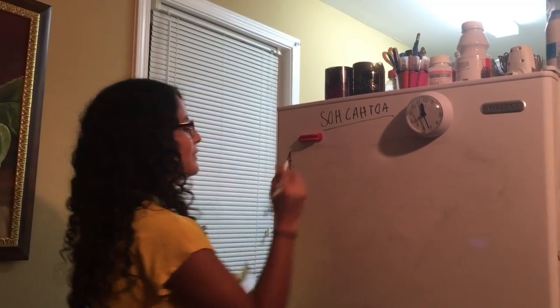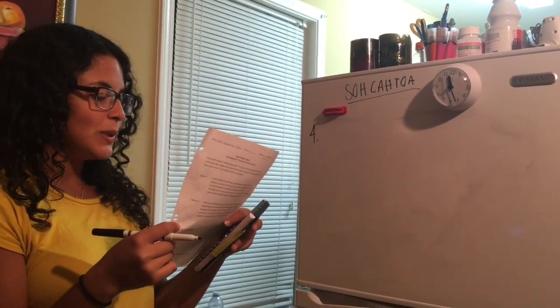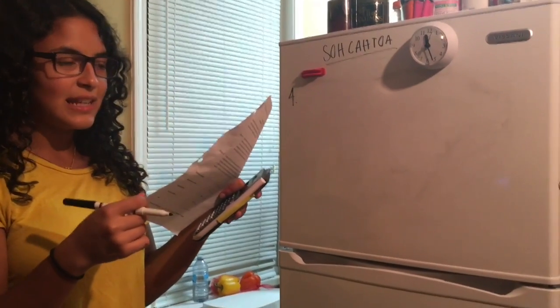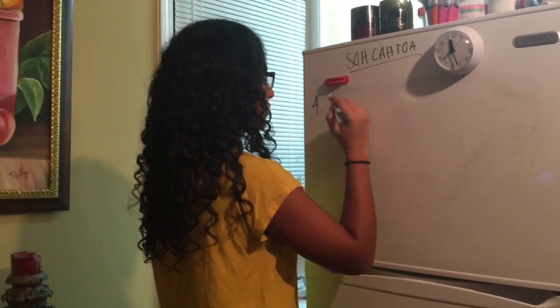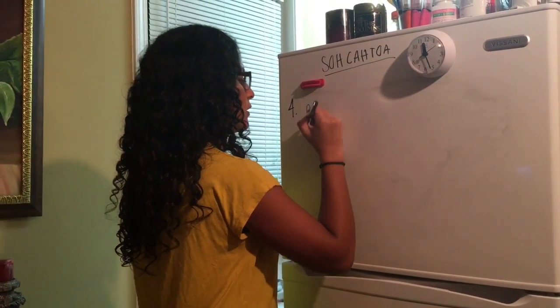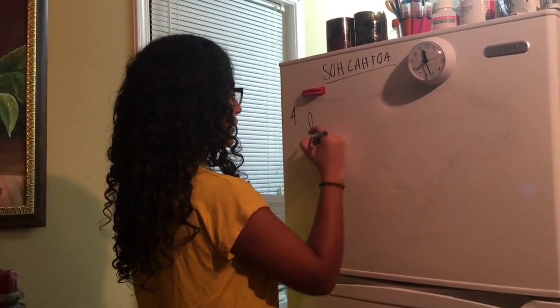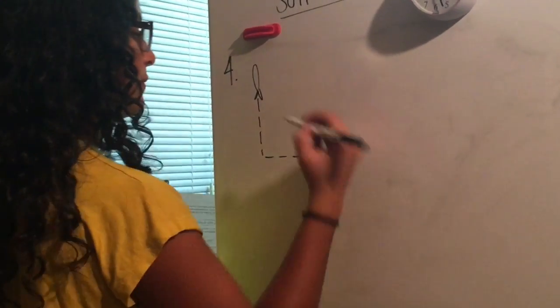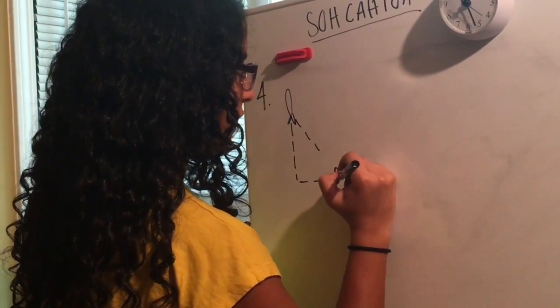Number 4 reads, an observer 5.2 kilometers from a launch pad observes a missile ascending. So the missile is here, right? And the launch pad is down here. And the person, you, is observing.